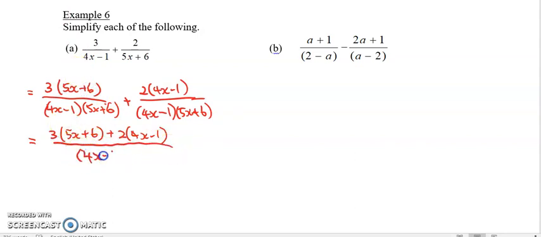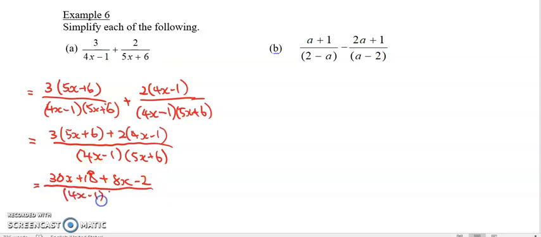Over 4x minus 1, 5x plus 6. On the numerator now, we expand the bracket, so it becomes 30x plus 3 times 6 is 18 plus 8x minus 2. Now if you are doing this on foolscap paper, you can actually use two lines to write one single fraction. So the numerator is one line, and then you draw a line for the fraction, and the denominator is another line.